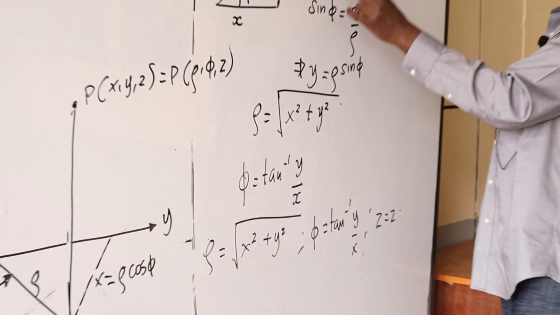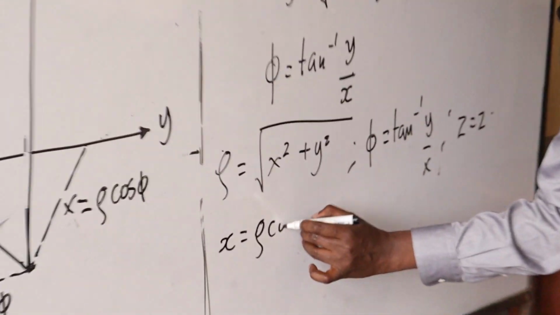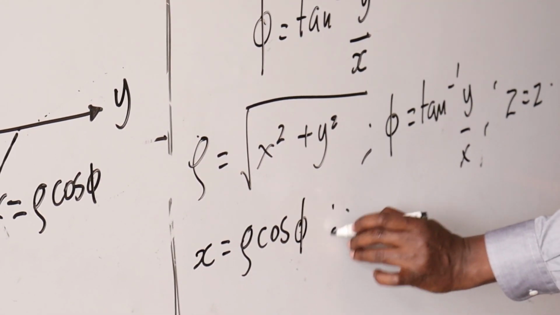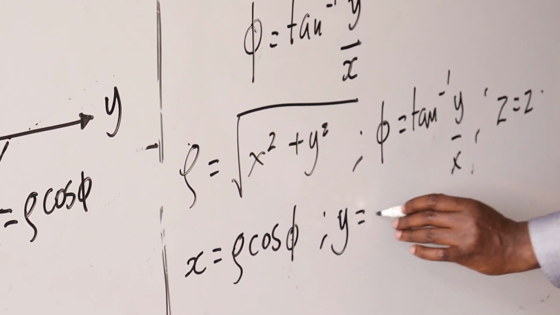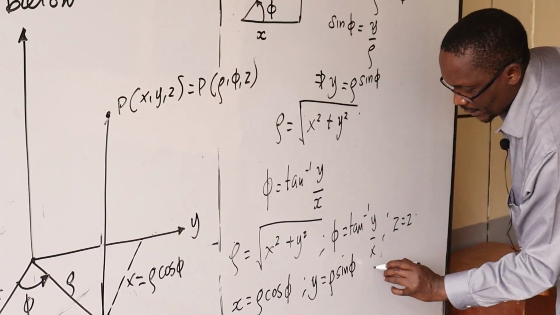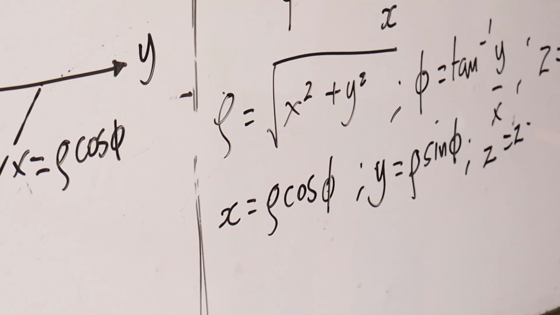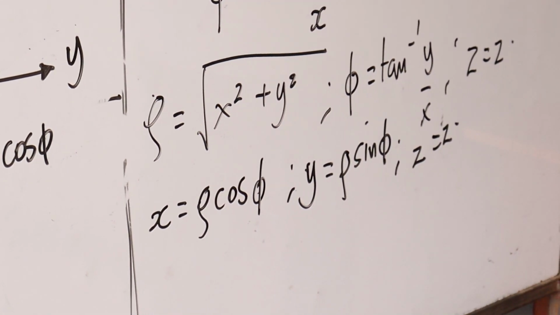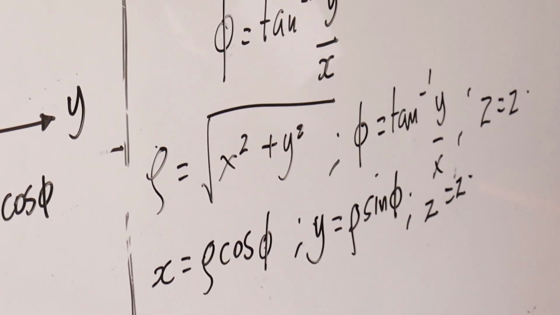Similarly, we can represent it in terms of x, y, and z. We also found that our x was the same as rho cosine of phi, y was equally the same as rho sine of phi, and z is still the same as the other z. So this is the relationship that we find between the Cartesian and cylindrical coordinate systems.